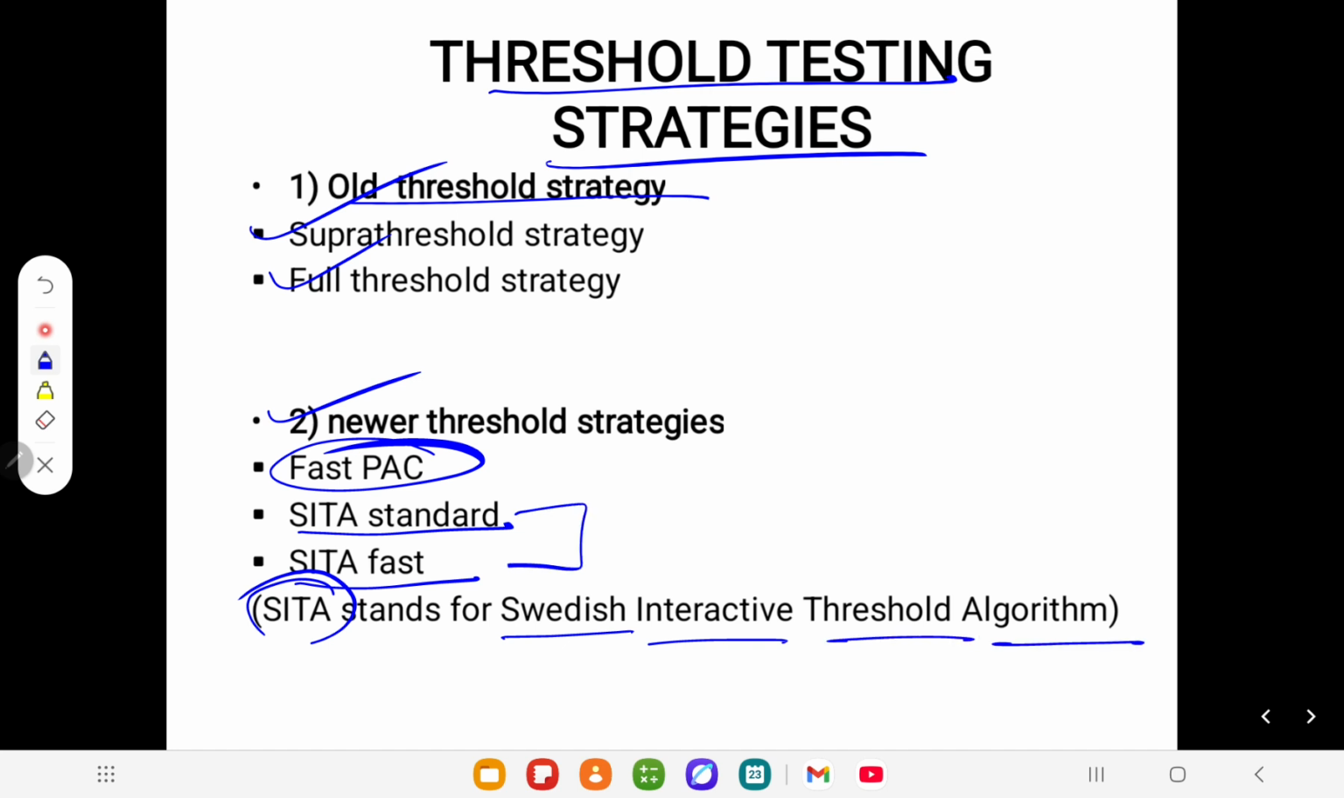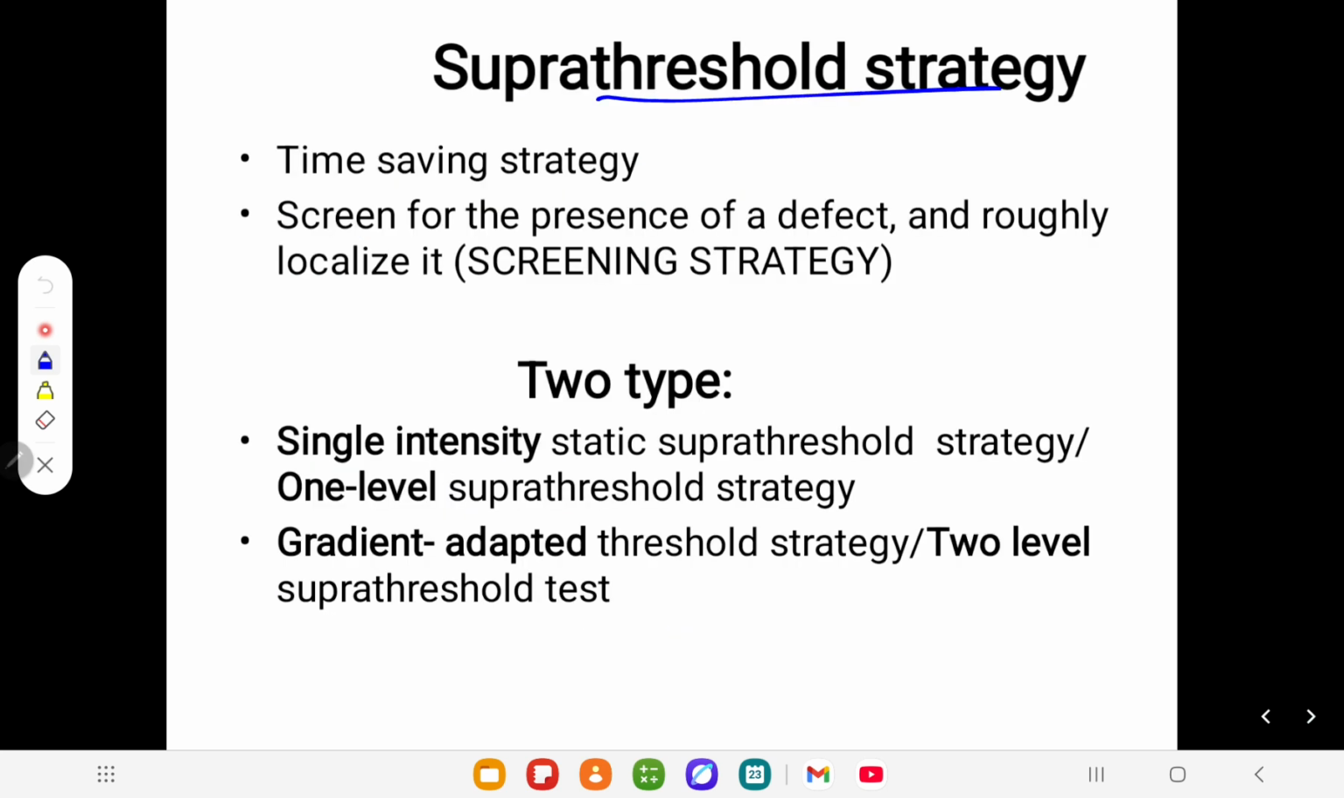Okay, SITA Standard and SITA Fast you see a lot in your clinical practice, Fastpac very less, and old strategy extremely rare. But yes, we use it in cases like 10-2 and macular programs. Suprathreshold is time saving because we always put light in the suprathreshold range. It screens for the presence of a defect and roughly localizes it, so suprathreshold is always used as a screening strategy, nothing else.